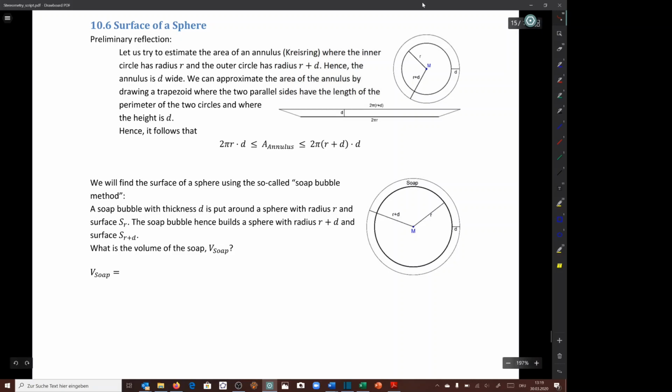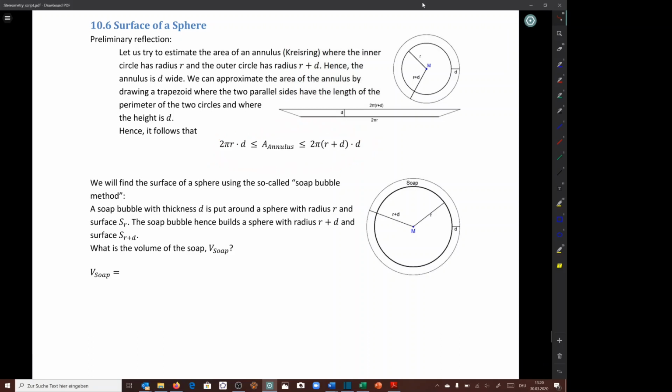However, what is true is that this area will be larger than this area, which means the area 2 pi r times d, and it will be smaller than this area here, which is 2 pi times the radius of the outer circle, so r plus d, times d. So we found this inequality for the area of the annulus.